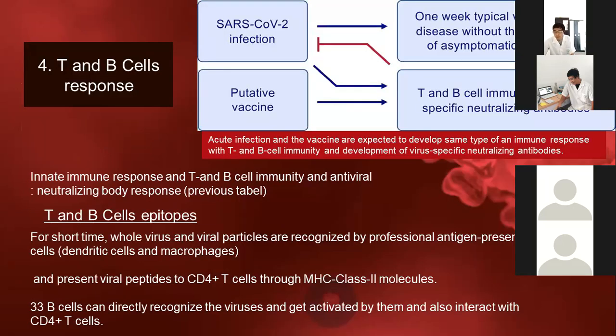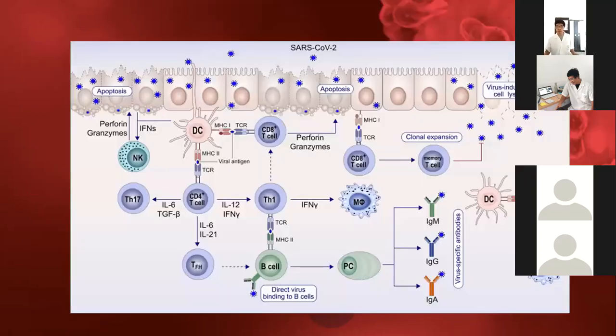Next, T and B cell response. This is the scheme of acute infection and the vaccine that are expected to develop the same type of immune response, with T and B cell immunity and development of virus-specific neutralizing antibodies. For a short time, the whole virus and viral particles will be recognized by professional antigen presenting cells. It is dendritic cells, as shown in the figure after this one.